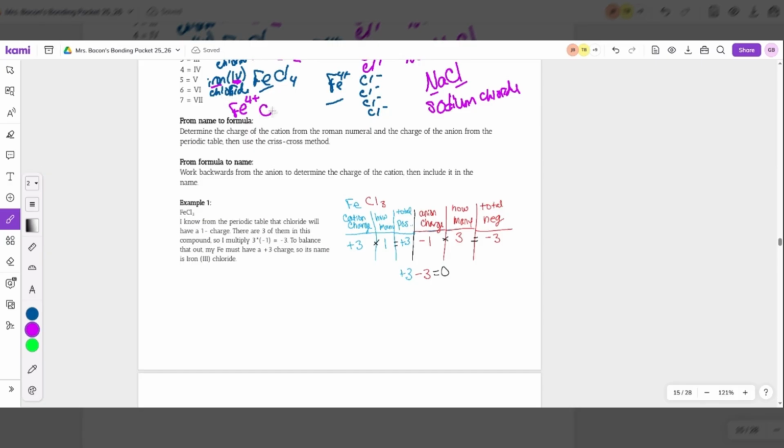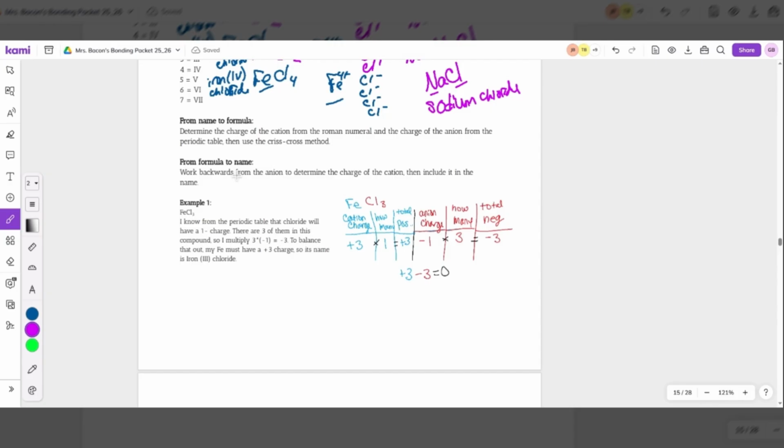Chloride tells me this is Cl. I use the periodic table to figure out this is 1 minus, and then I crisscross, which gets me back to FeCl4. It basically makes it so I don't even have to check the periodic table for my metal because my charge is right there. So this direction, not too bad. I just use the Roman numeral as the charge of my transition metal, I find the charge on my anion using the periodic table, and then I crisscross. I'm just going to erase this so there's not too much clutter up there.